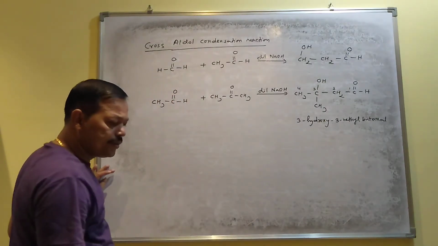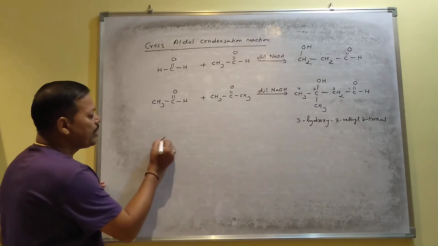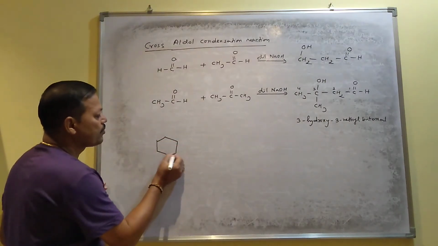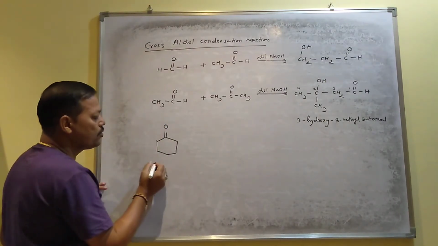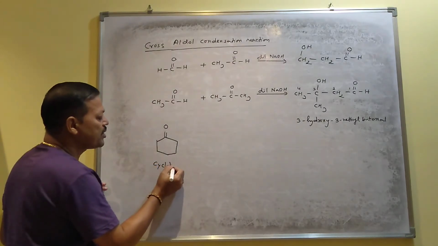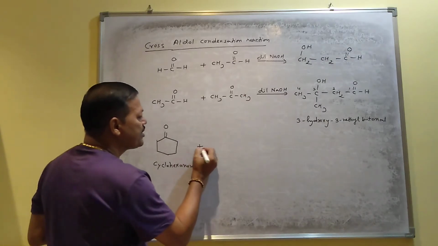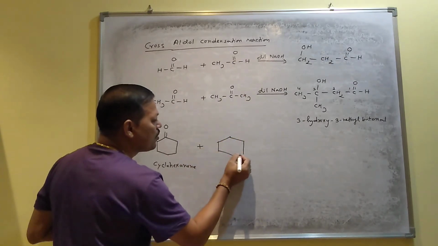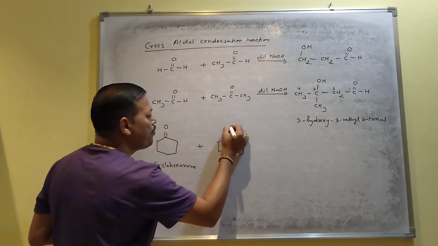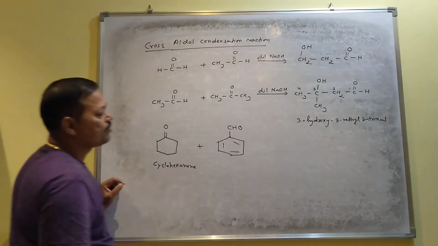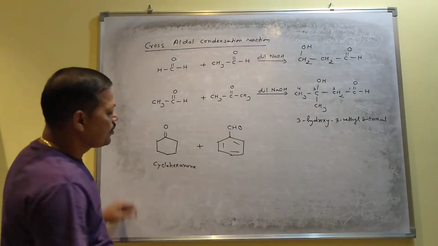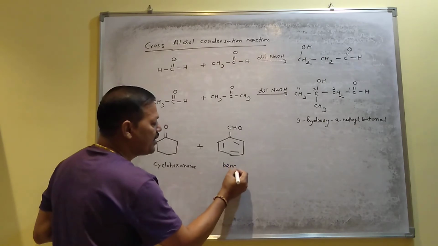And last I want to give you another one. This is one ketone whose name is cyclohexanone. And this is one aldehyde which is called benzaldehyde.